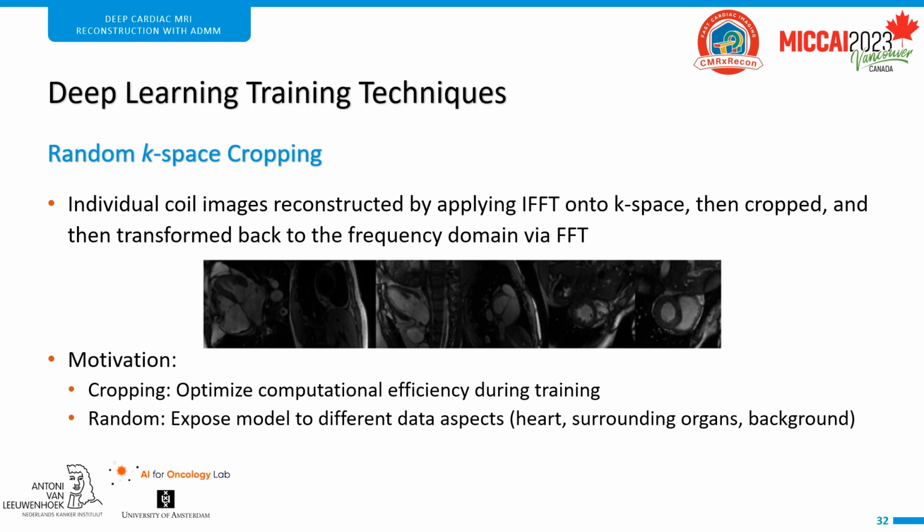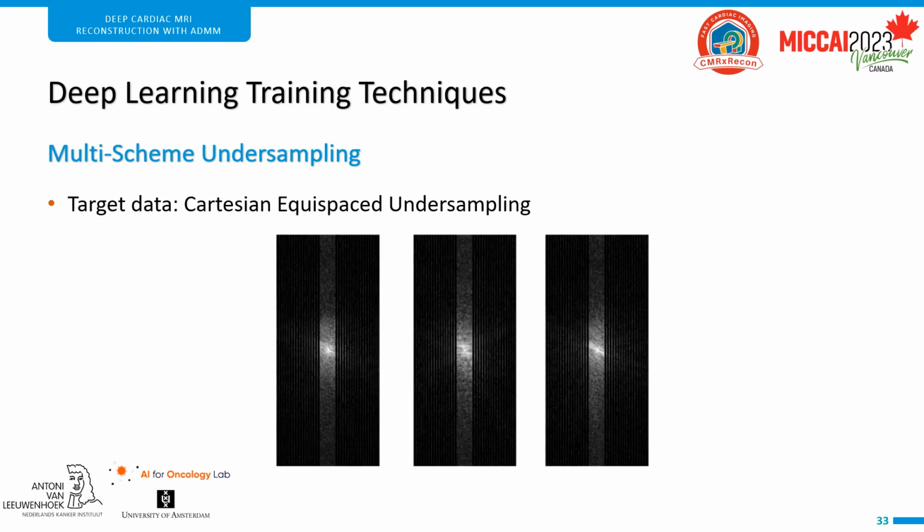This approach not only offered computational benefits but also allowed our model to gain exposure to different parts of the reconstructed data, including background noise and regions of interest, without compromising overall reconstruction quality. Target data were undersampled using an equispaced rectilinear pattern on the Cartesian grid. All data included a fully sampled center region with 24 autocalibration lines, and acceleration factors of 4, 8, and 10.